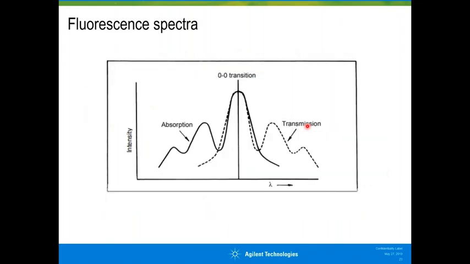Now, this is a typical fluorescence spectra that we see. Normally, absorption spectra is not the one that we would be interested in. We would be interested in the other half of this, which is the emission spectra.